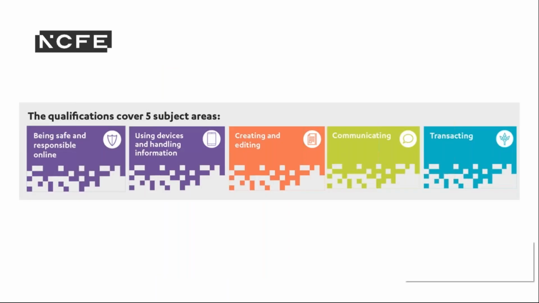So there are 5 units that make up the Essential Digital Skills qualification. Learning to be safe and responsible online, using devices and handling information, may be best planned in at the start of your delivery for entry-level 3 learners. It would also be useful to cover the communication unit before making online transactions, as learners will need to have an email address set up before they're able to make online transactions.